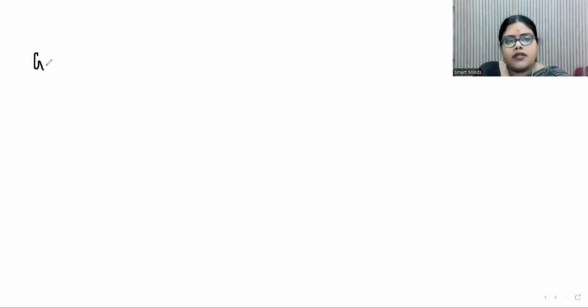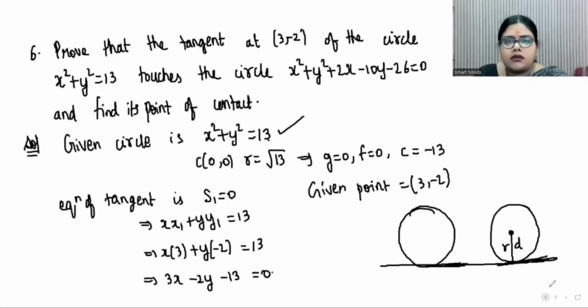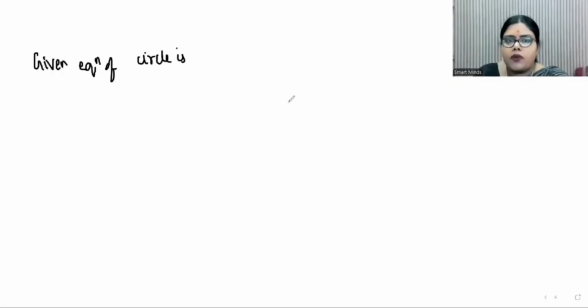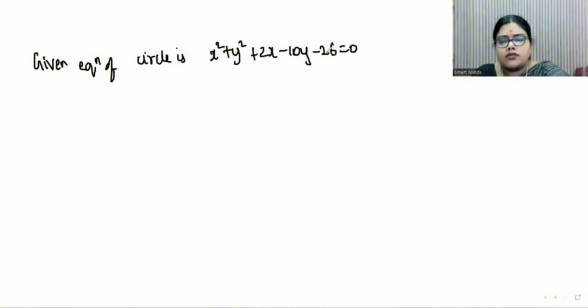For the second circle, what is the given equation of the circle? x square plus y square plus 2x minus 10y minus 26 is equal to 0. This is the circle. Now from here we will find g, f, c.